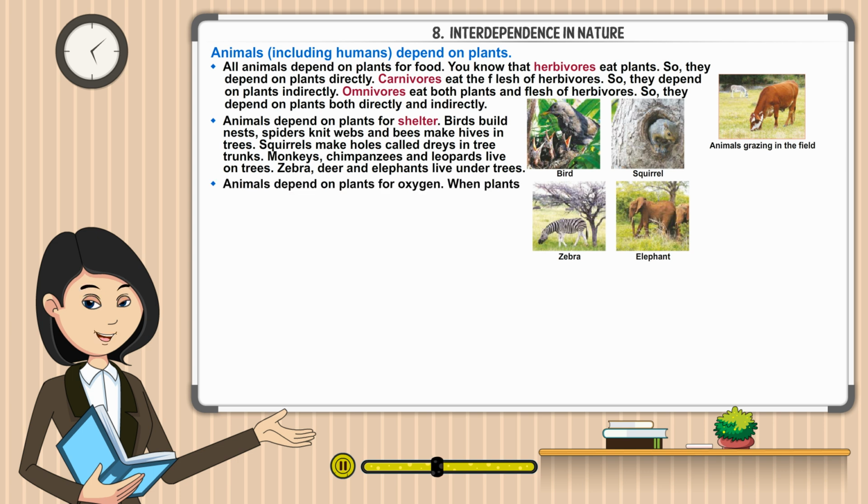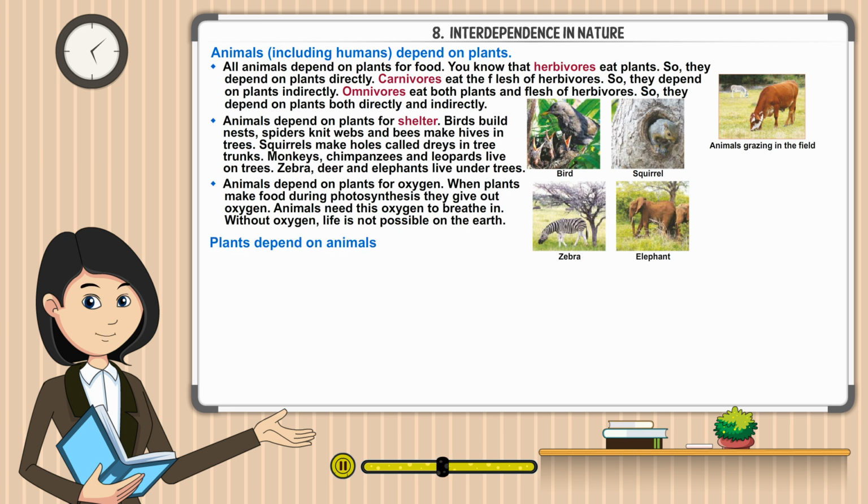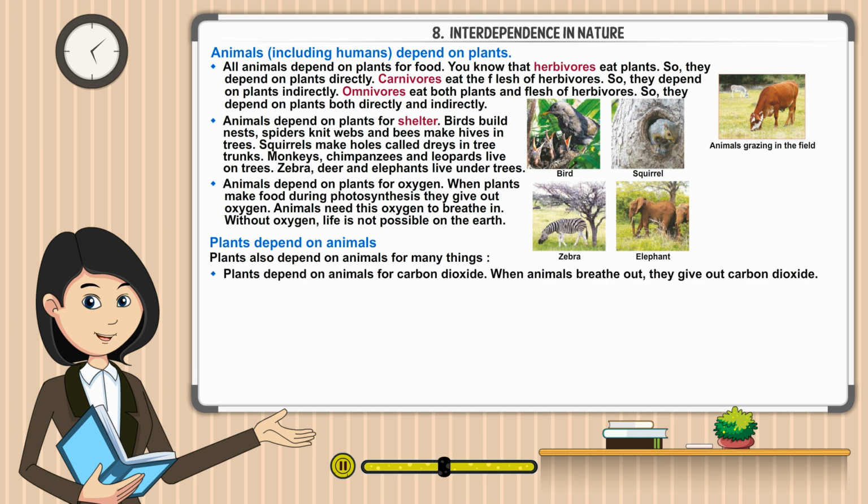Animals depend on plants for oxygen. When plants make food during photosynthesis, they give out oxygen. Animals need this oxygen to breathe in. Without oxygen, life is not possible on the earth. Plants depend on animals. Plants also depend on animals for many things. Plants depend on animals for carbon dioxide. When animals breathe out, they give out carbon dioxide. Plants use this carbon dioxide in making food.